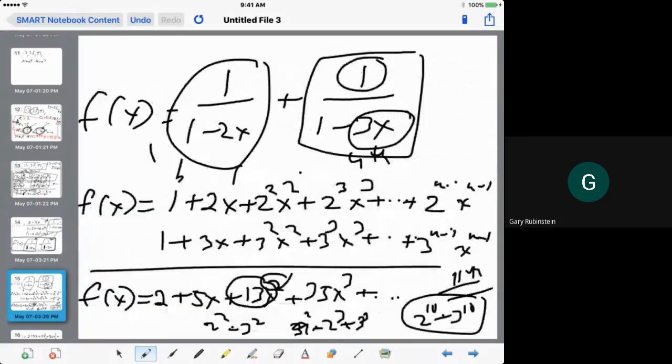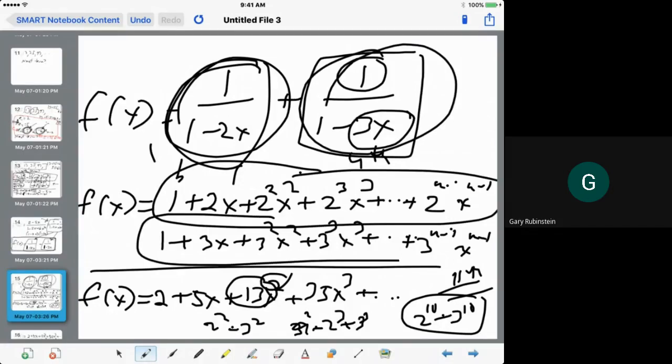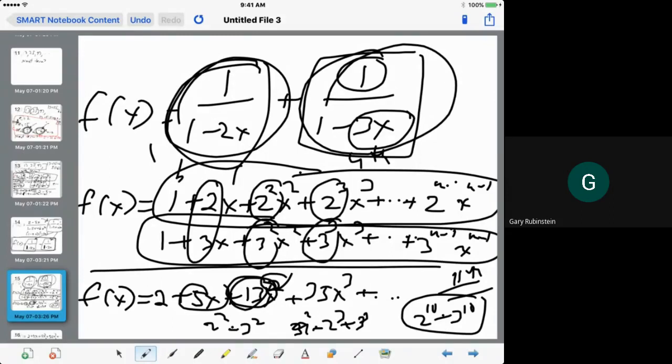So what happened here, when I expanded this one, I got this expression. When I expand this one, I got this expression. And then when I add them together and combine like terms, the 2 and 3 get added together to become the 5, and the 2 squared and 3 squared become the 13, and the 2 cubed plus 3 cubed becomes 35. But now I have the general, the 2 to the 10th, 3 to the 10th.